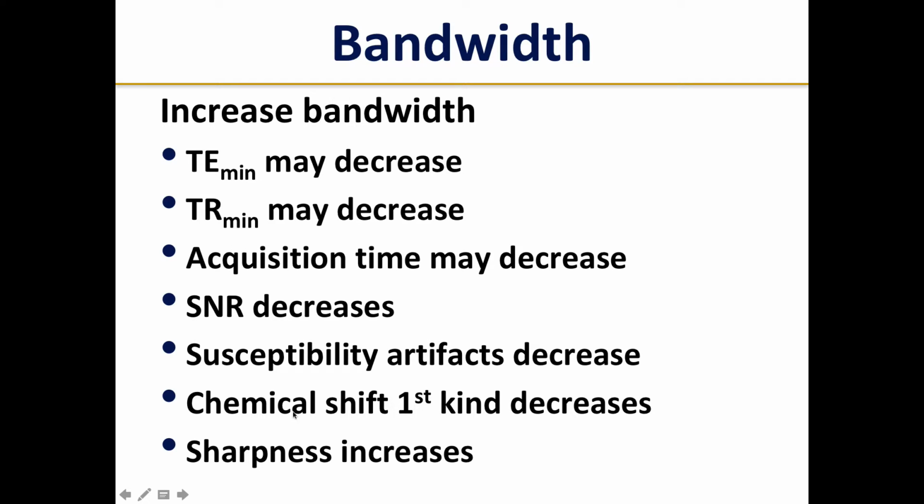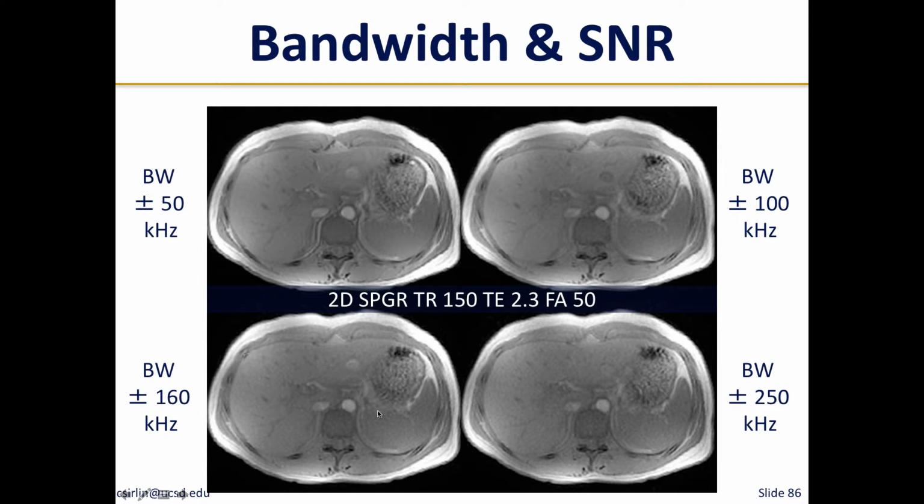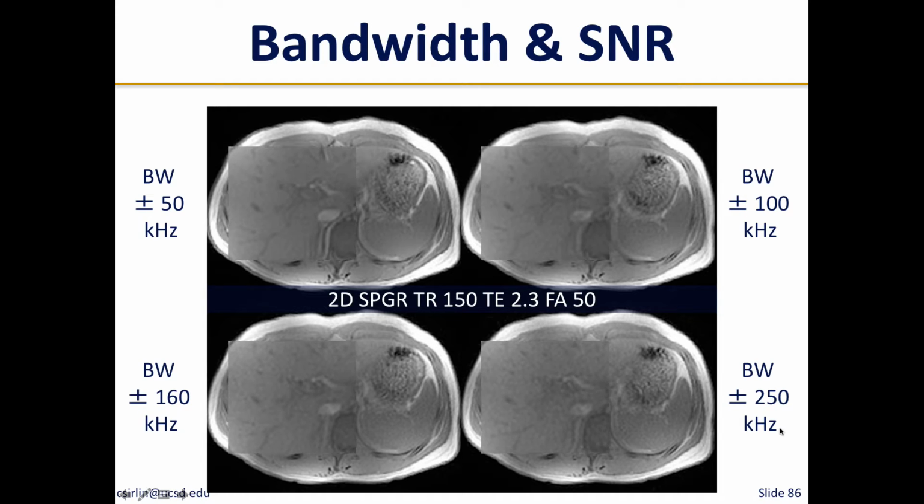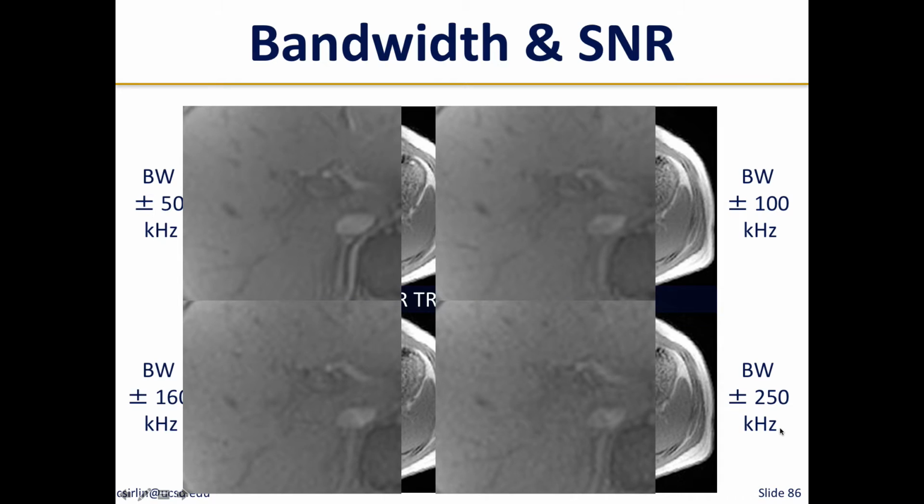So let's go over some examples of this. This is important. Starting with this. So what I have here is our volunteer scanned at bandwidths of 50 kilohertz, 100 kilohertz, 160 kilohertz, and 250 kilohertz. And what I want to do now is magnify some of these images. Notice that the images are a little bit grainier at 250 kilohertz than they are at 50 kilohertz. So as the bandwidth increases, the signal to noise decreases.